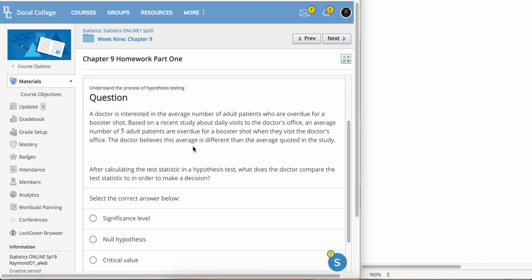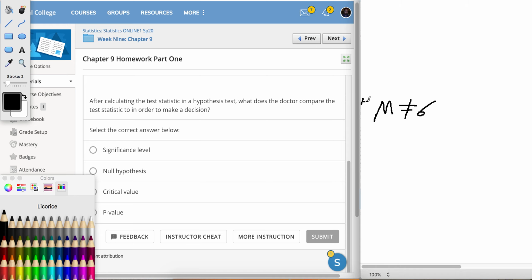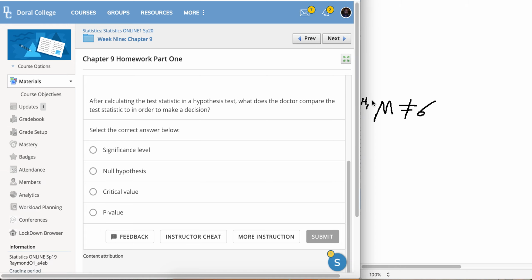The doctor believes this average is different than the average quoted in the study. So when you see that word difference when you're doing hypothesis testing, it means you think the mu, the population mean, does not equal 6. That's your H1, your alternative. But maybe you haven't got to there yet.